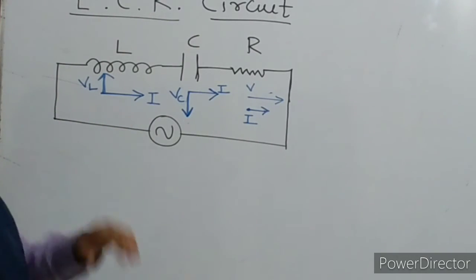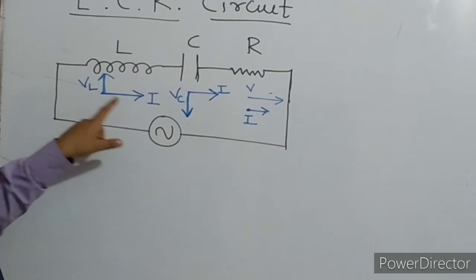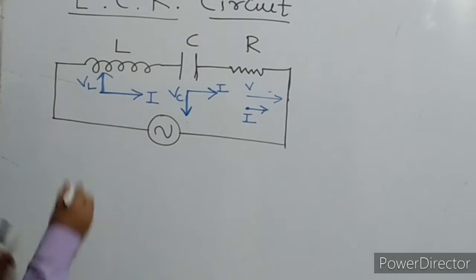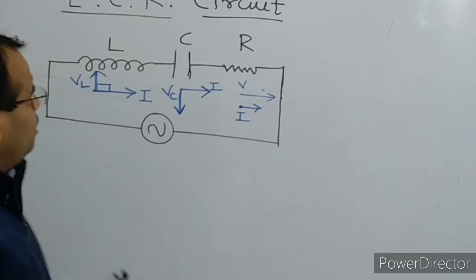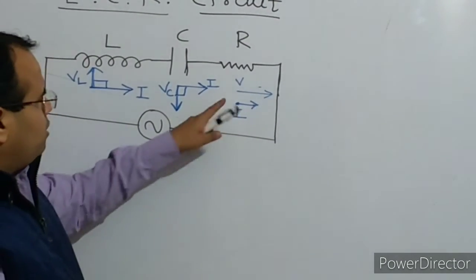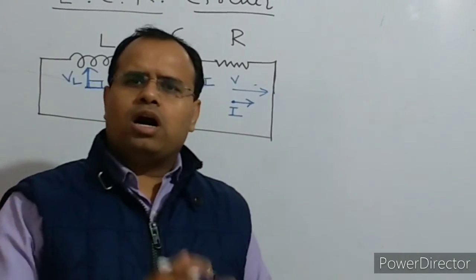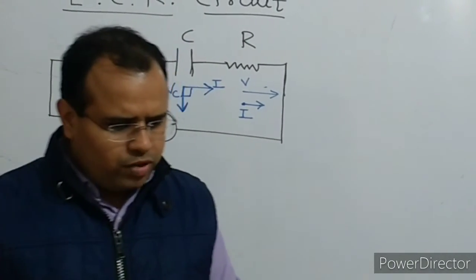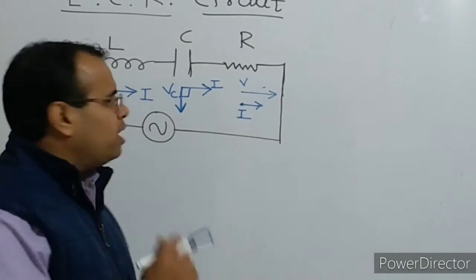In order to do this, first understand the previous knowledge: in an inductor, the voltage and current are at 90 degree phase difference. Voltage leads the current by 90 degrees in an inductor. In a capacitor, current leads the voltage by 90 degrees. In a resistance, the voltage as well as the current are in the same phase, there is no phase difference at all.